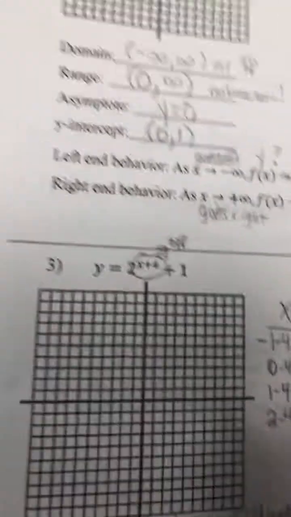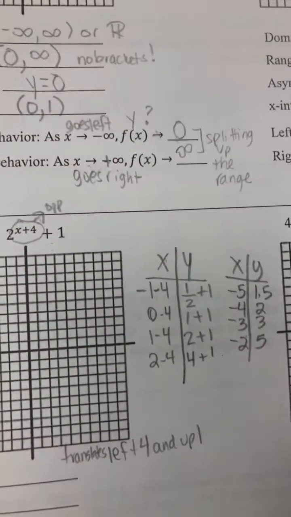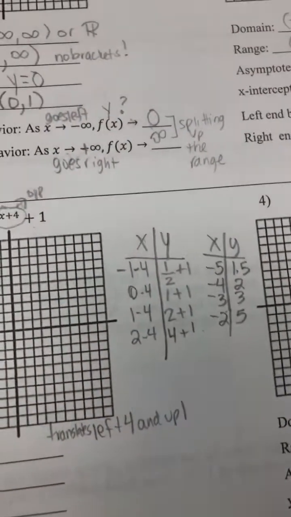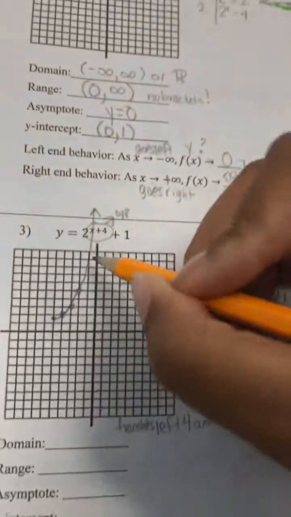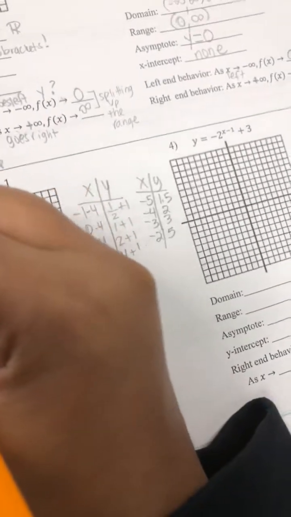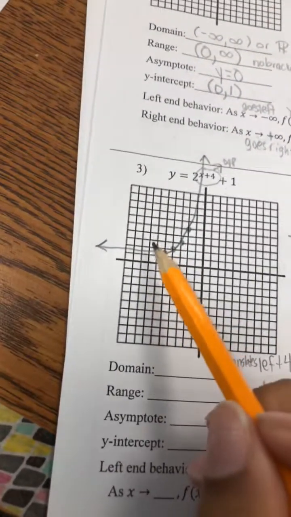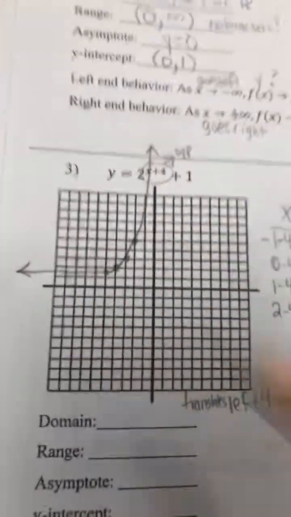So let's graph it. 1.5 goes in between 1 and 2. Okay, -4, 2, -3, 3, and -2, 5. So when you connect it, make sure you go all the way up. It will eventually go past the y-axis. It's not going past the y-axis. Now you'll notice I don't bring it down below 1. And why is that?